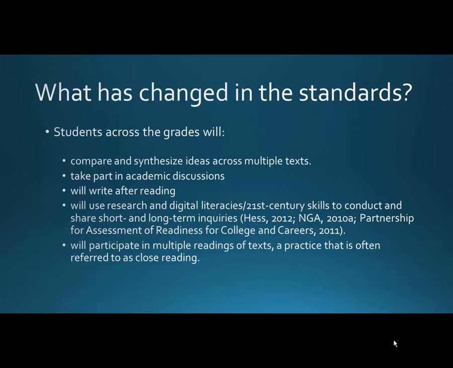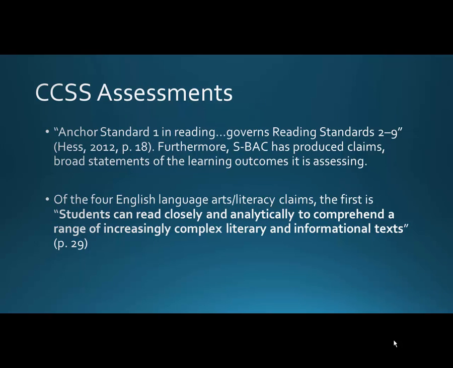So what has changed in the standards that reflect both text complexity and close reading as a whole? We really have to look back at how text complexity has changed from No Child Left Behind to the Common Core, especially in the primary grades, because now the Common Core state standards focus on mastery, meaning few things but in depth as opposed to breadth. So the students across grade levels will compare and synthesize ideas, interact in academic discussions, write after their reading, use research and digital literacies to conduct inquiries, and participate in multiple readings of texts.